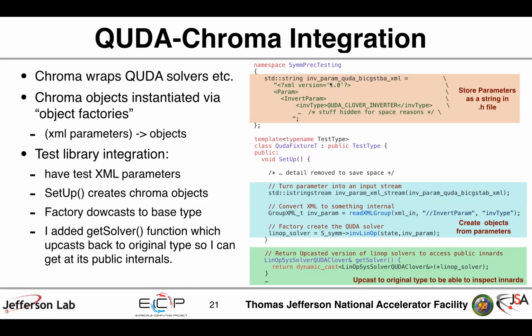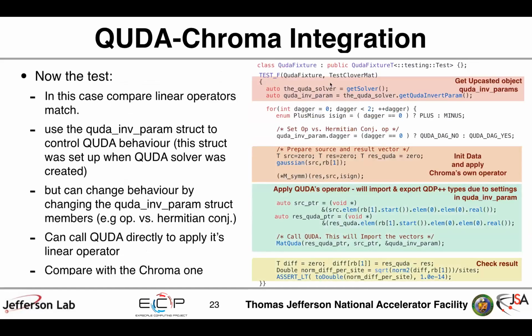So armed with all of this, I can now write the test. So the first thing I do is I call this getSolver function, which will give me the upcasted object. And then I can get its inverter parameters, which controls the behavior. And the way QUDA happens to work is once I set up a solver like this, I can call other QUDA functions with its inverter parameters, just like applying a matrix, for example.